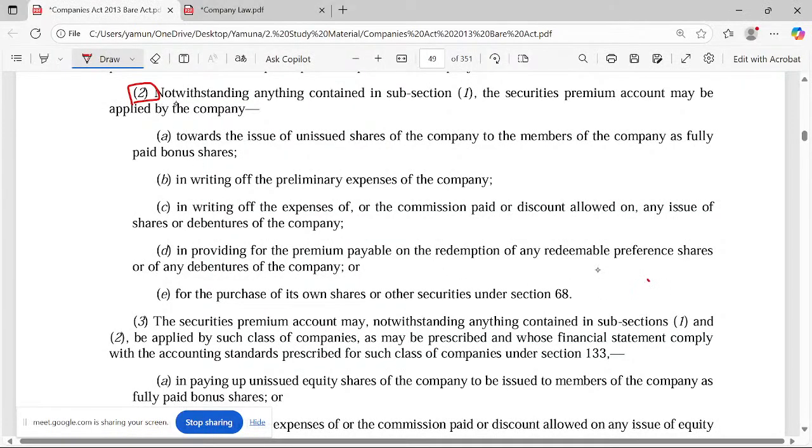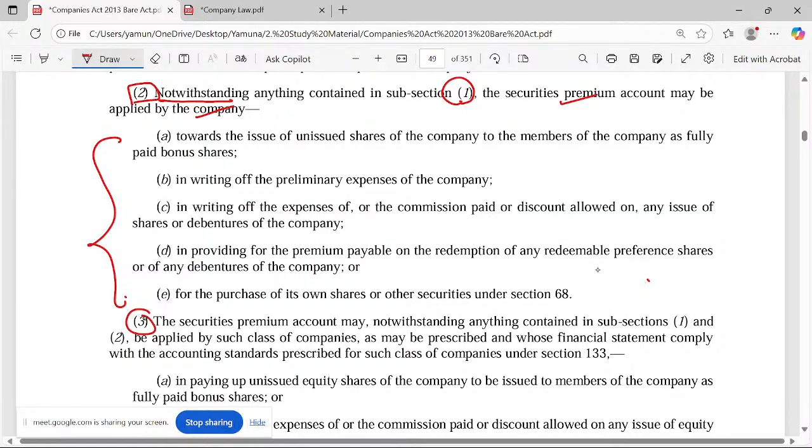Notwithstanding anything contained in subsection 1, the SP account may be applied by the company. Which company? The company. What do you mean by the company? The company which has issued shares on premium. It's applicable for all the companies which have issued shares on premium.